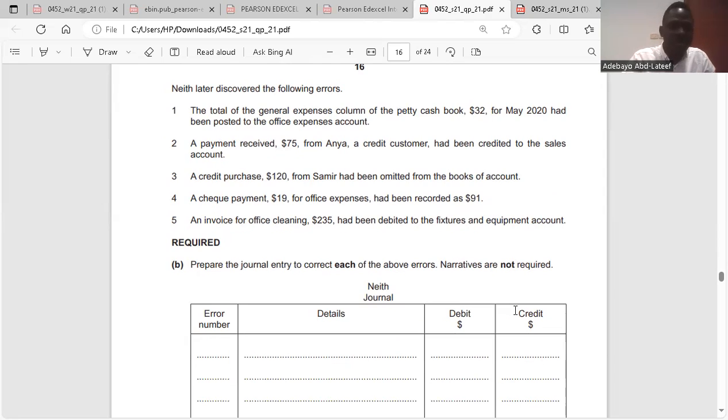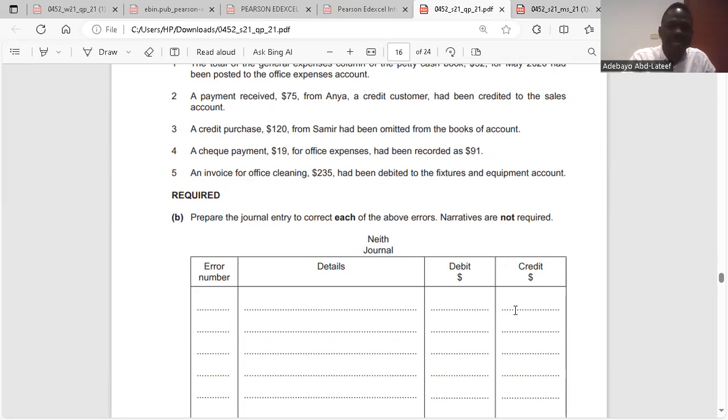The second one, they said a payment received of $75 from Anya, a credit customer, has been credited to the sales account. So you have to debit the sales account and credit Anya's account. Is it clear?